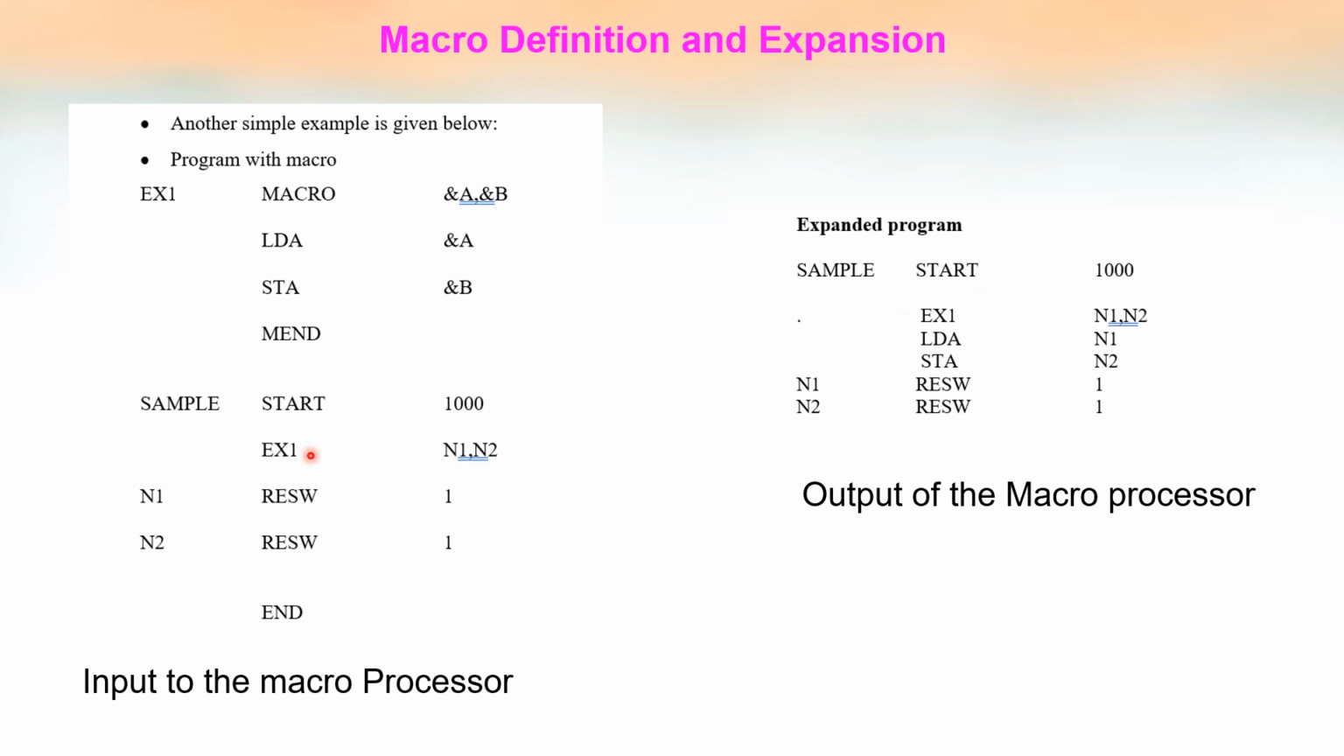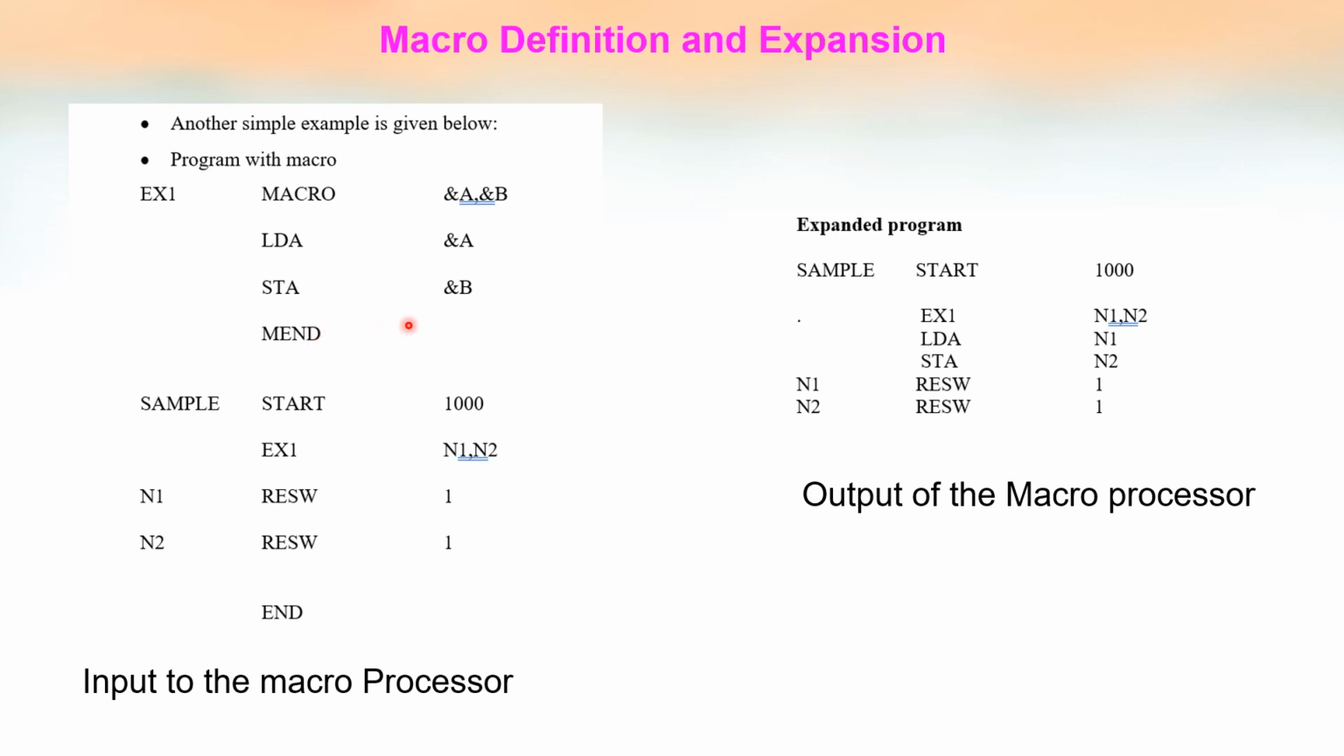So it is exactly written to the output: Sample START 1000. And then here we can see this is a call. Wherever a macro call occurs, we have to replace it with the definition part. So EX1 N1, N2: this call is given as a comment line preceded with the dot symbol in the output. Then this macro call goes to the definition. N1 is given to A and N2 is given to B. So LDA N1 is the next line, then STA N2. Then MEND means this macro is finished.